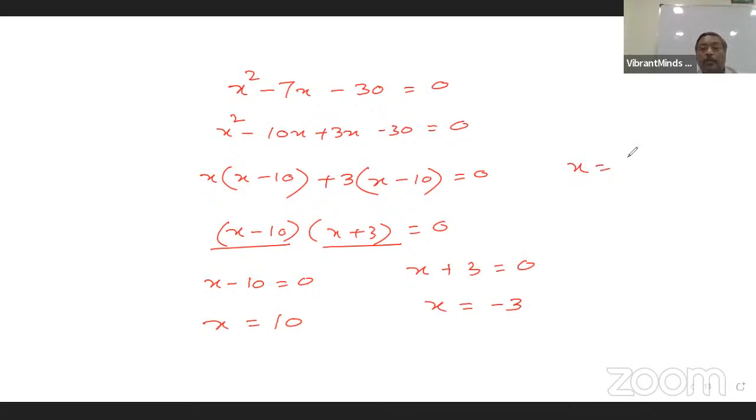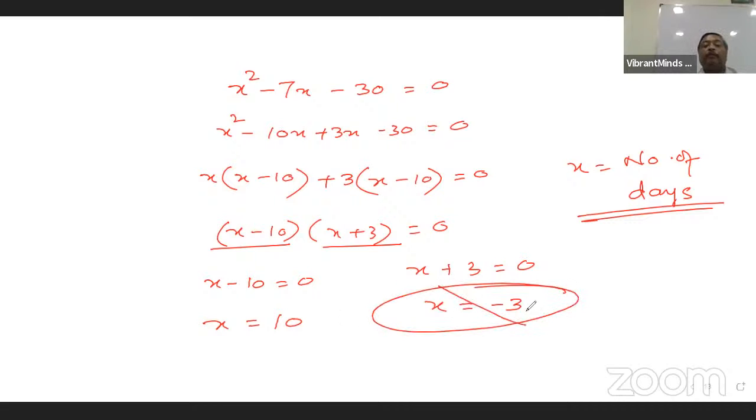Now, x is what? x is your number of days. Number of days, and it cannot be negative. So this is cancelled and this is done. So in how many days? We can say the value of x is 10. Good? Clear?